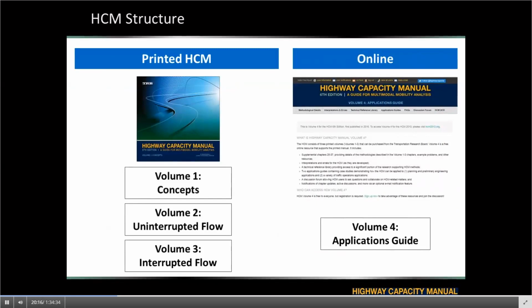We'll briefly go through the contents of each of these volumes in the next few slides. Later in the webinar, we'll go over the important changes in the HCM.